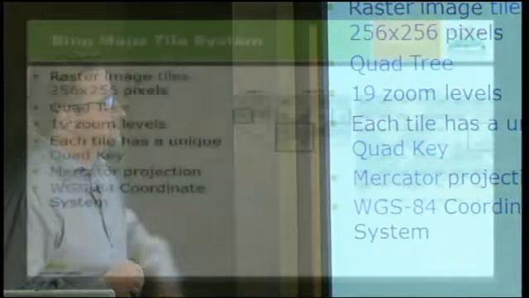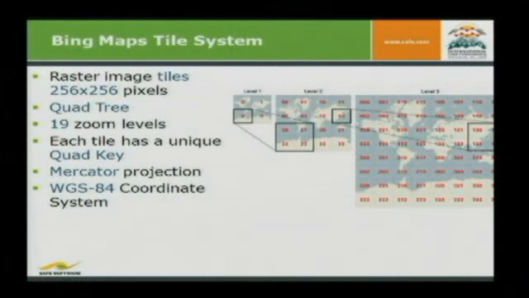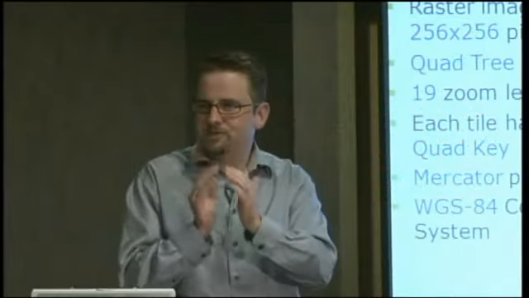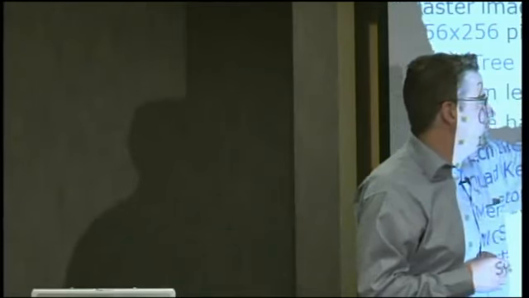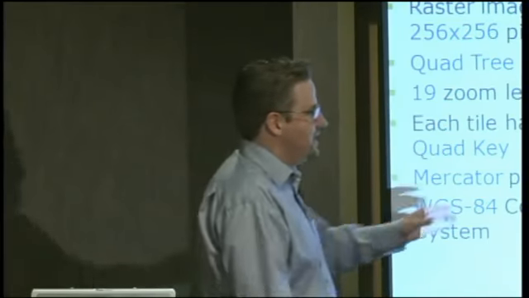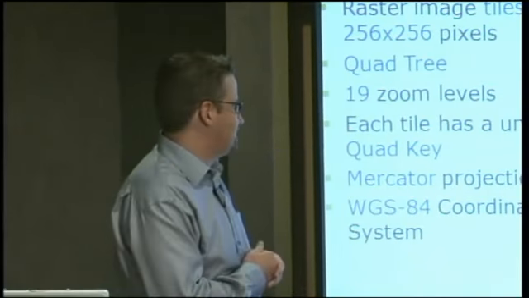So this is the tile system that Bing Maps for Enterprise uses. Again, they're raster tiles. They're 256 by 256 pixels. It's a quad tree based system, so it's 19 zoom levels where the quad key represents the zoom level and the position of that tile within the overall tree. So at a world level, it's 4 tiles, 0 through 3, and it exponentially goes up from there. And so you can see when I get down to street level, which is zoom level 19, I've got millions and millions of tiles. It's a massive amount.